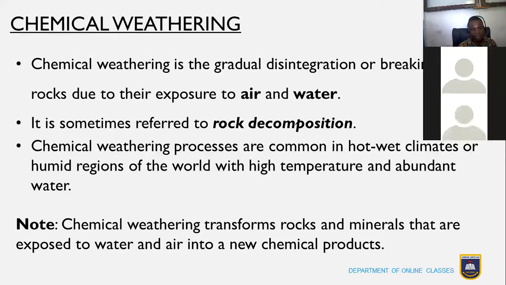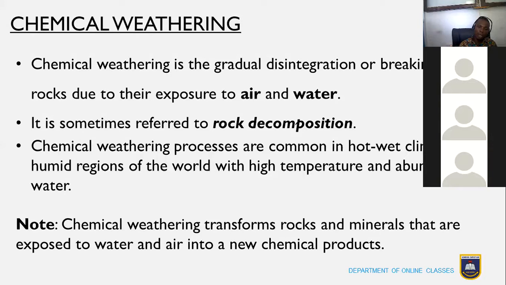Okay. All right. So we are looking at chemical weathering. We say chemical weathering is the gradual disintegration or breakup of rocks due to their exposure to air and water. Now, this process of chemical weathering can sometimes be referred to as rock decomposition. So chemical weathering is also referred to as rock decomposition.